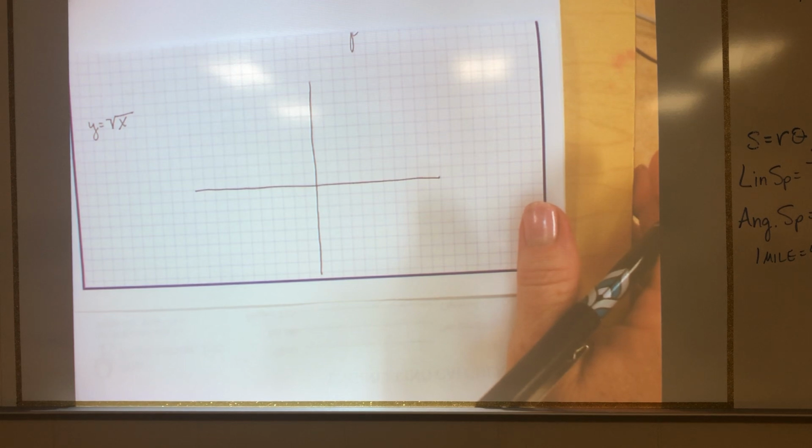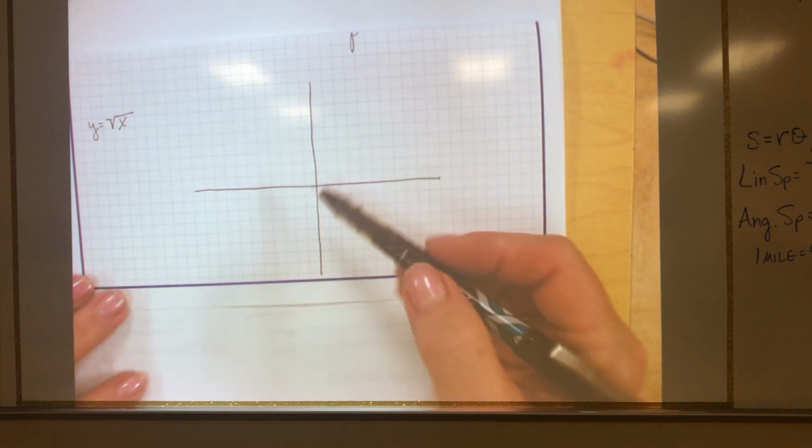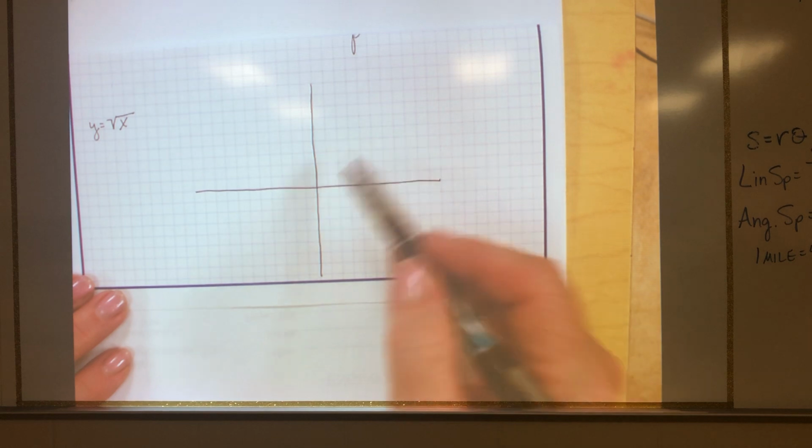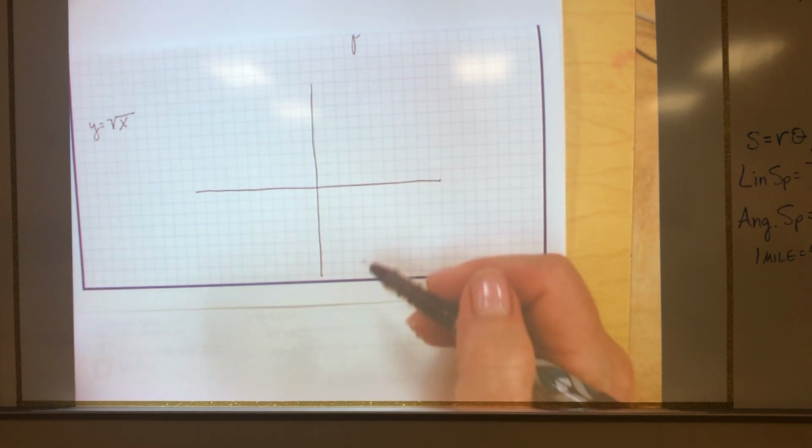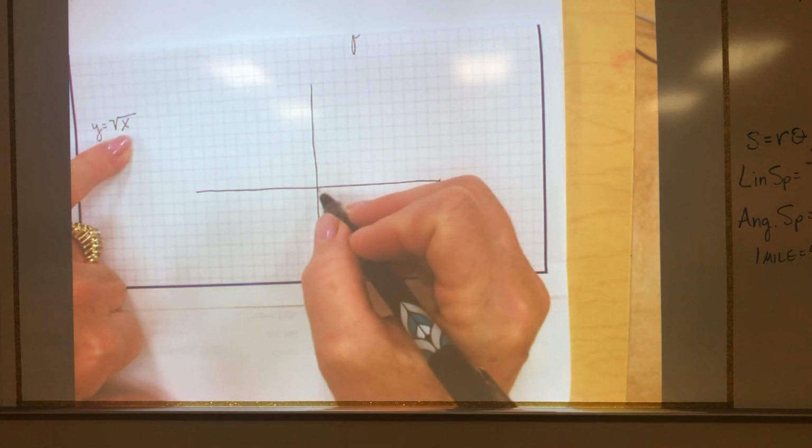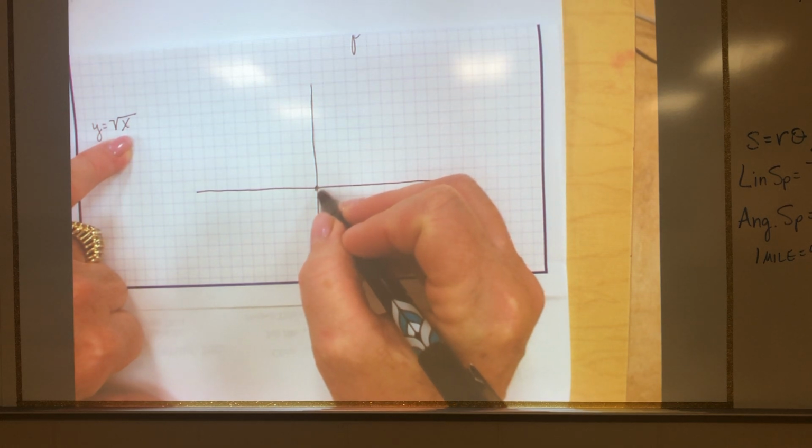Sorry, I remember I read it. Okay, so it's the one that looks like the top half of a sideways parabola. Yeah. Okay, if you forget, you can always do this. What's the square root of 0? 0. What's the square root of 1?